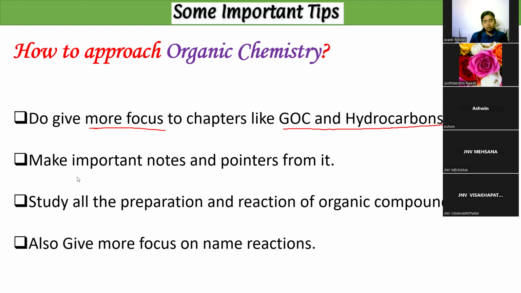Then make important notes and pointers. You can make a flow chart of all the reactions. You can write all the general reactions and keep a full lesson in a single sheet. That will be very, very useful for revising. When you revise that particular lesson, you can take that sheet, and it will be very easy to get a better understanding. You will not get confused with the reactions. So for that, you can make the flow chart and keep it.